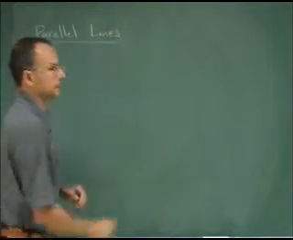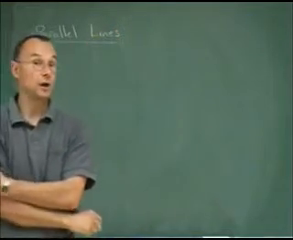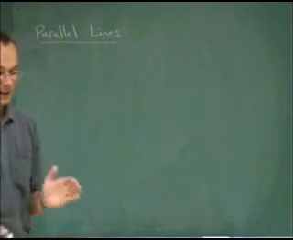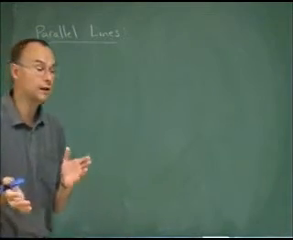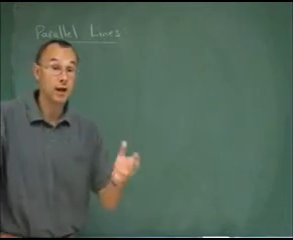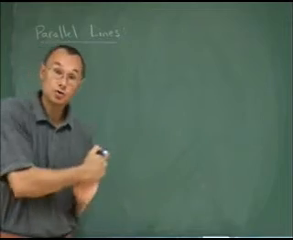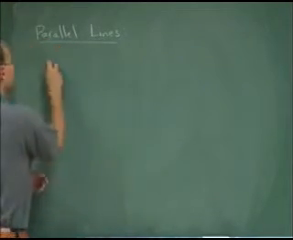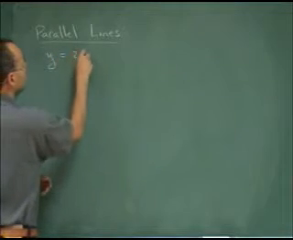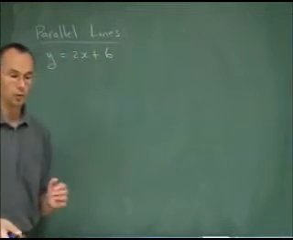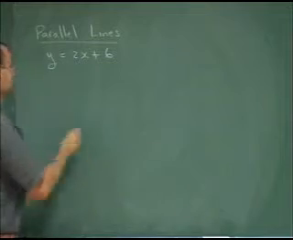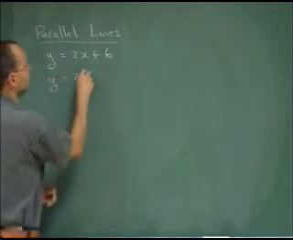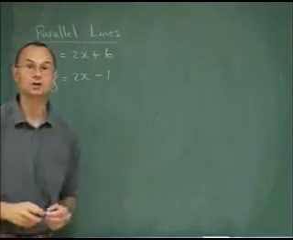Parallel lines. And I'm just going to blast right into an example. Again, it's possible they're going to give you these equations in a general form, but I'm going to use slope-intercept form because it's a lot easier to graph with that. So what I'm looking at are two lines here. One is y equals 2x plus 6, and the other is y equals 2x minus 1.